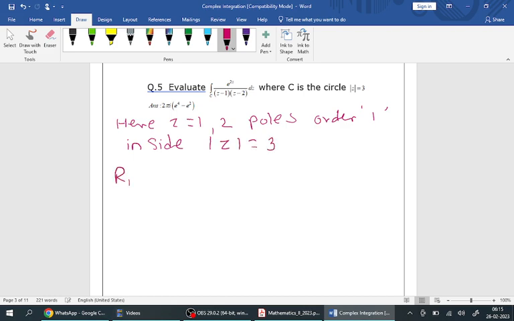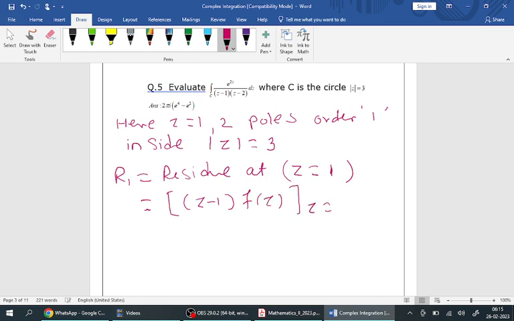So R1 is the residue at z equal to 1. If we take R1 as the residue at z equal to 1, we should multiply by the factor z minus 1 into f(z) at z equal to 1. If we cancel that z minus 1 factor, we're left with e raised to 2z divided by z minus 2 at z equal to 1. So the answer is e square divided by 1 minus 2, which is minus 1. So it is minus e square. That is R1.